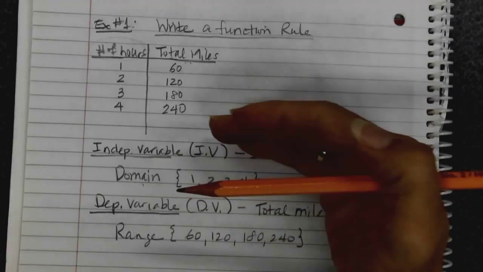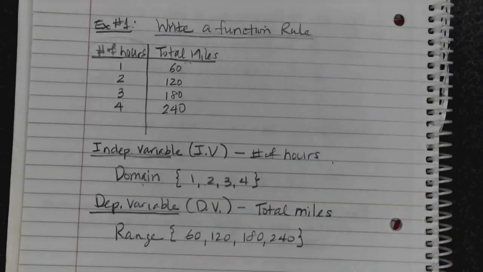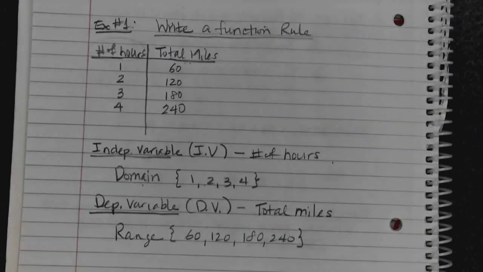So does everyone understand the difference between independent variable, dependent variable, domain, and range? So domain and range, you're actually giving me the numbers. Independent variable and dependent variable are the actual description for those numbers. Okay? All right, now we're going to write a function rule.